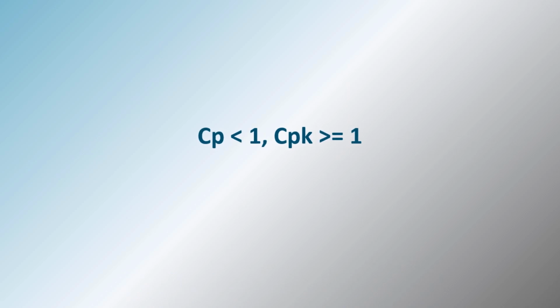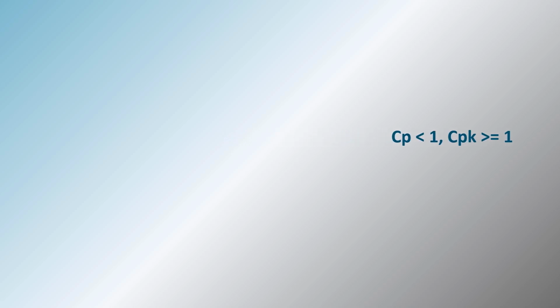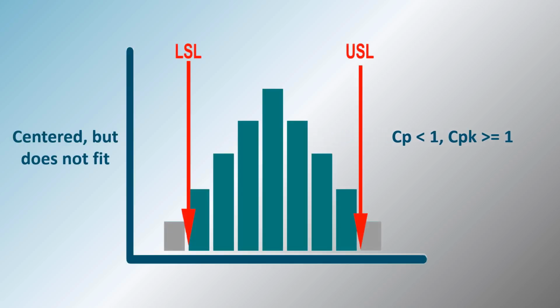If you have a CP value of less than 1, but a CPK value greater than or equal to 1, your histogram will be centered, but the data will not fit within the upper and lower specification limits. Work on reducing variation in your process to reduce the spread of your histogram.